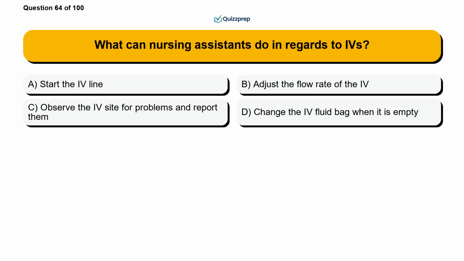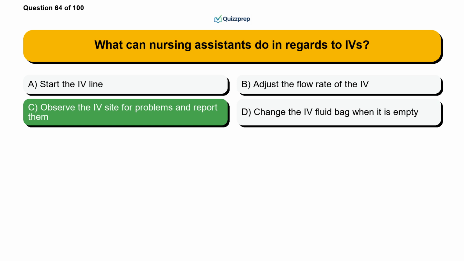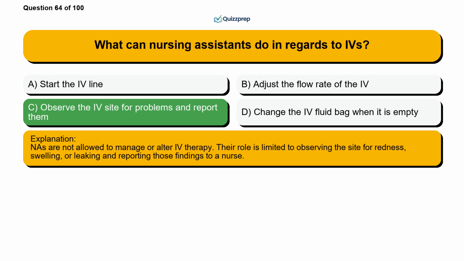Question 64. What can nursing assistants do in regards to IVs? Option A, start the IV line. Option B, adjust the flow rate of the IV. Option C, observe the IV site for problems and report them. Option D, change the IV fluid bag when it is empty. The correct answer is option C, observe the IV site for problems and report them. NAs are not allowed to manage or alter IV therapy. Their role is limited to observing the site for redness, swelling, or leaking and reporting those findings to a nurse.